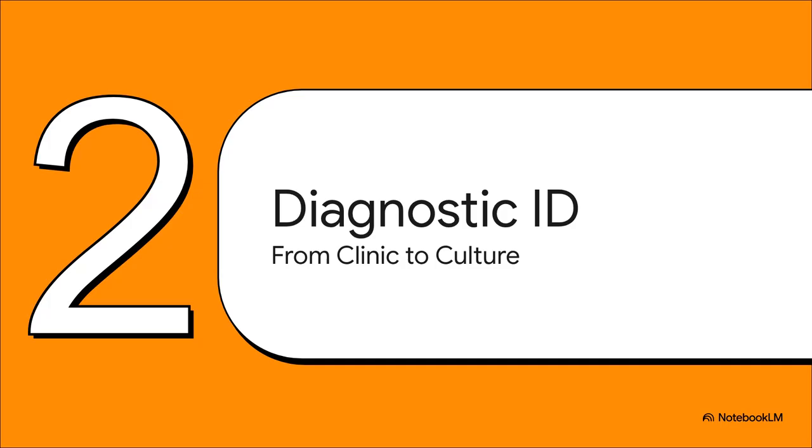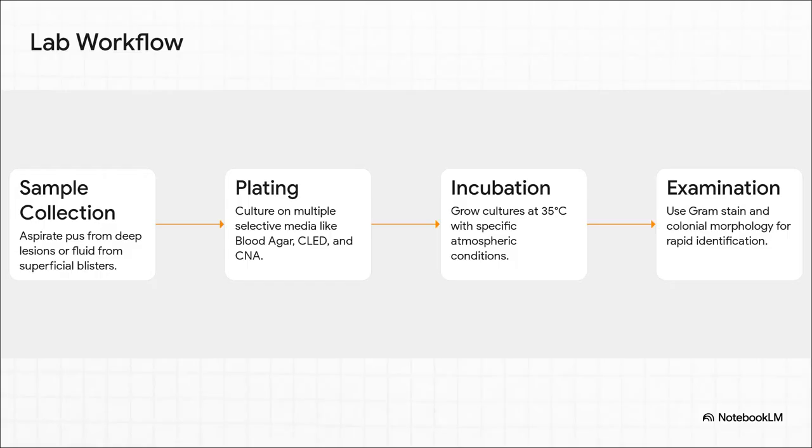Okay, so you've made a clinical guess. Now what? Time for Section 2, Diagnostic Identification. We're moving from the bedside to the bench to get our confirmation. Getting a good sample is everything. Seriously, you can't just take a lazy swab of the surface. You'll just get skin contaminants. For a furuncle or carbuncle, you need to aspirate pus directly from the lesion. For impetigo, you want that fluid from an intact vesicle.